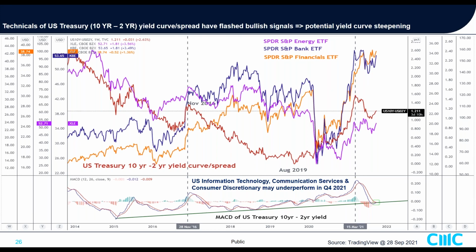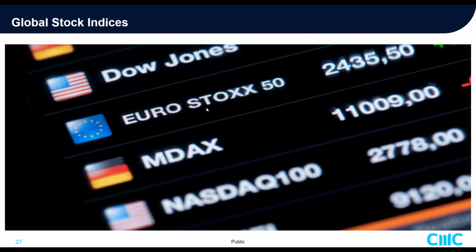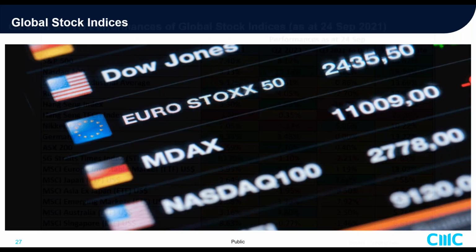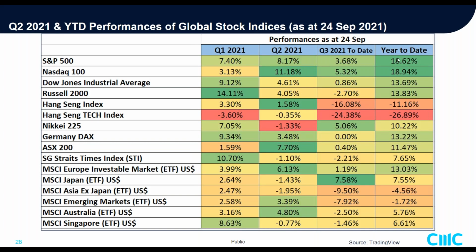Now very quickly on the global stock indices. Let's take a look quickly at the performance. Year to date, the US is still outperforming, as of last week, 24th September. S&P 18%, Nasdaq 100 18%. Then you have the Dow Jones Industrial Average at 13%, and your Russell 2000 at 13% as well.